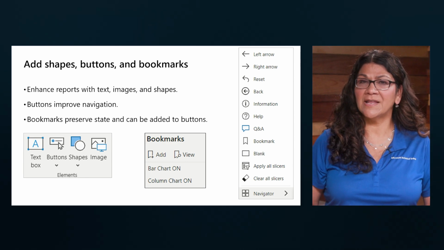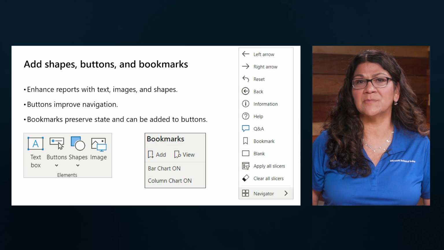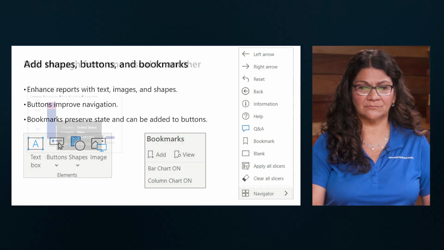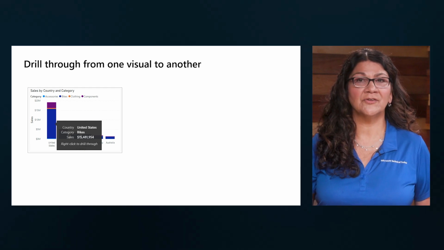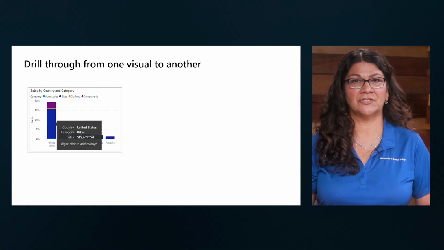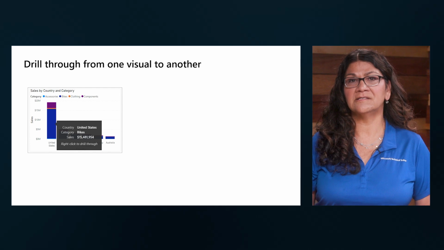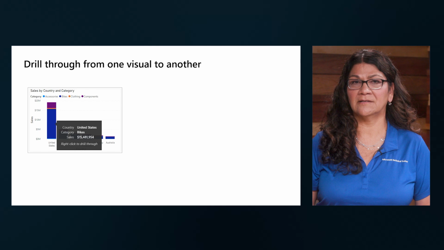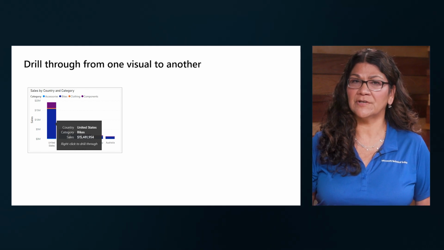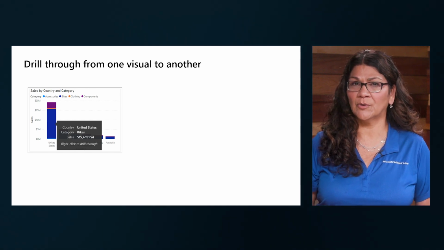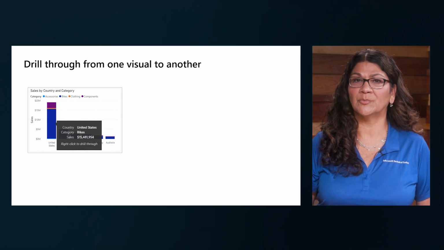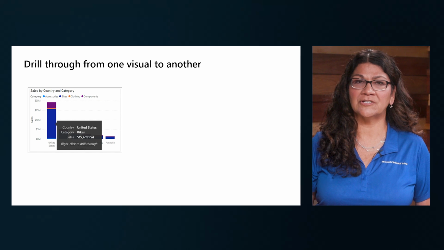There are also many text boxes, buttons, shapes, and images to choose from to enhance your report. Drill Through is another useful feature for report navigation and layout design. This is different than Drill Down, which only goes up and down within a hierarchy. You can use the Drill Through feature to create a page in your report that focuses in on a specific entity, such as a product, category, or region.